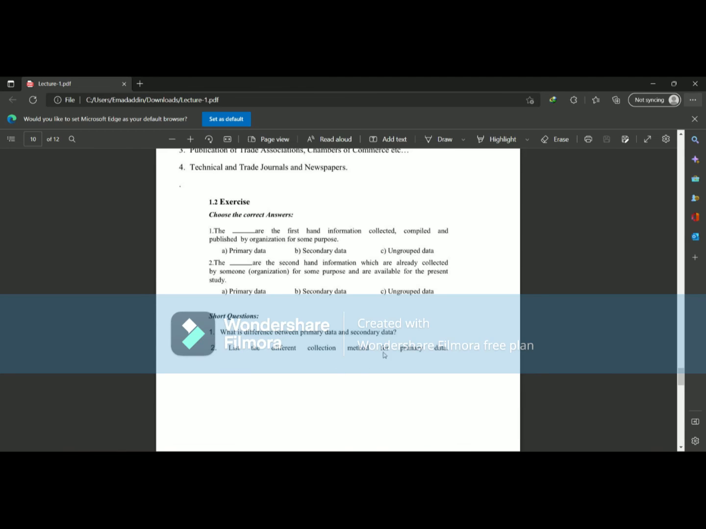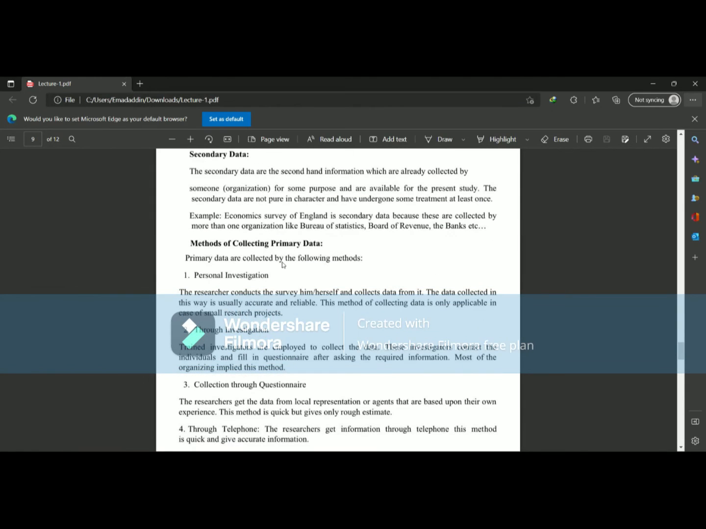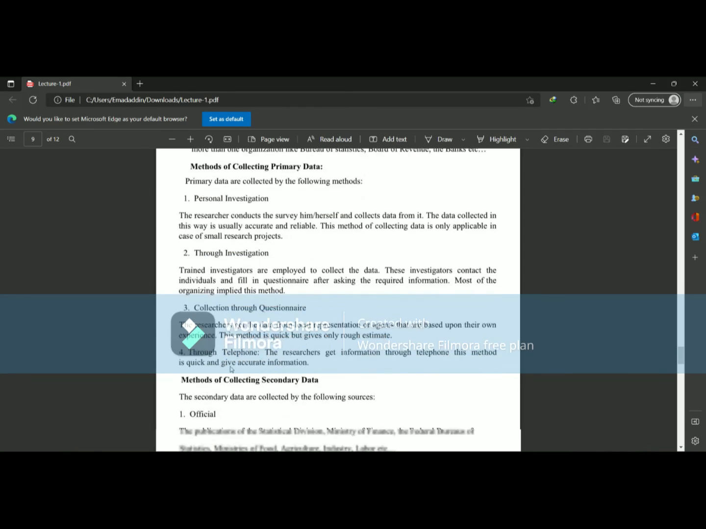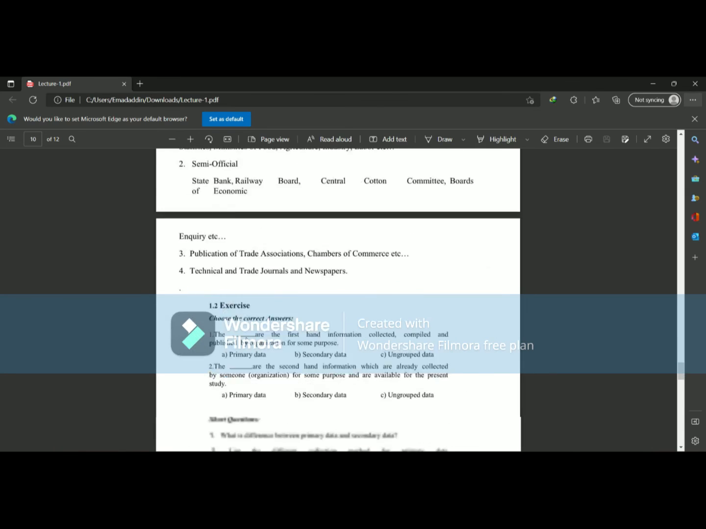List the different collection methods for primary data. The methods by which primary data are collected: personal investigation, through investigators, collection through questionnaire, and through telephone.